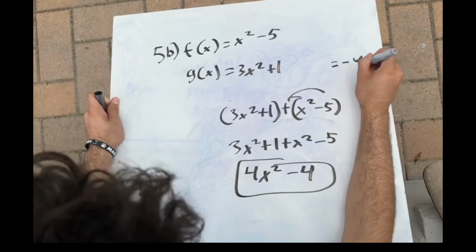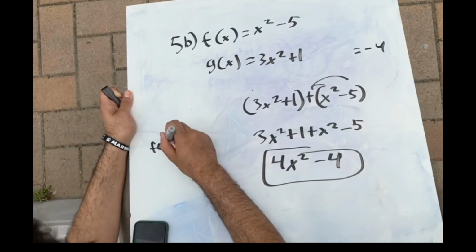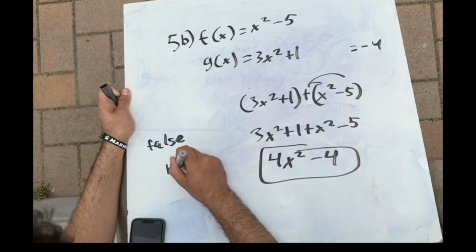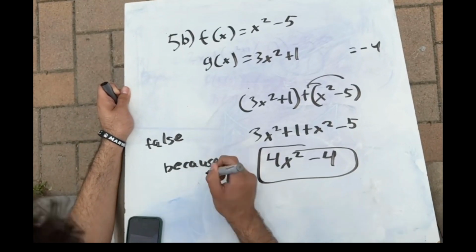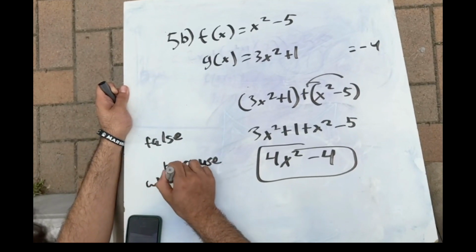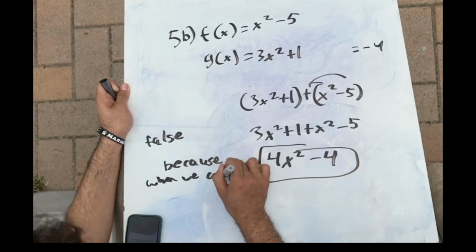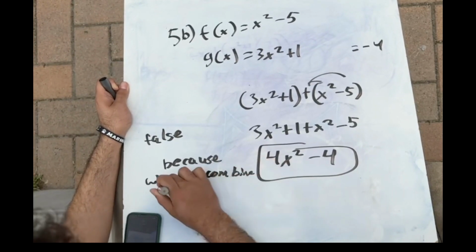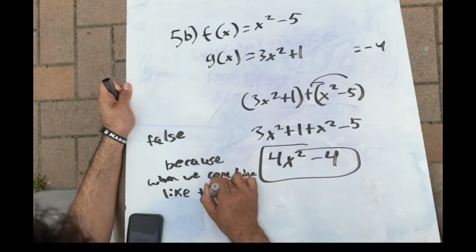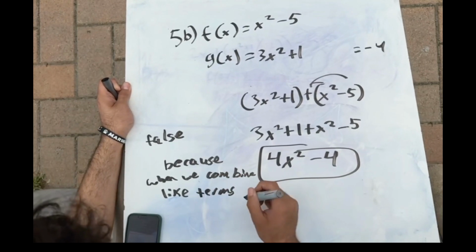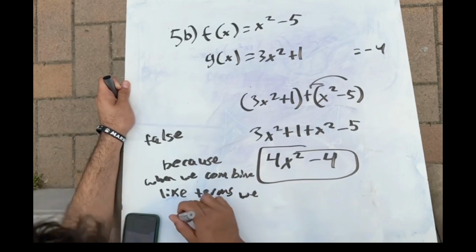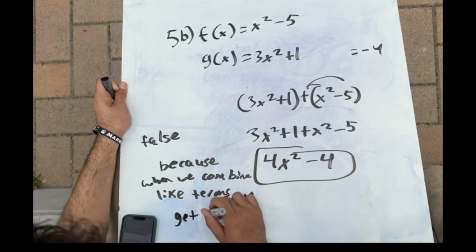But it was supposed to equal negative 4. So in this case, the equation is false, because when we combine like terms, we got 4x squared minus 4 and not negative 4.